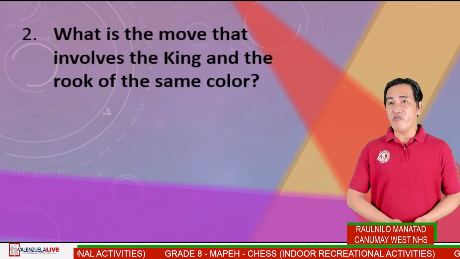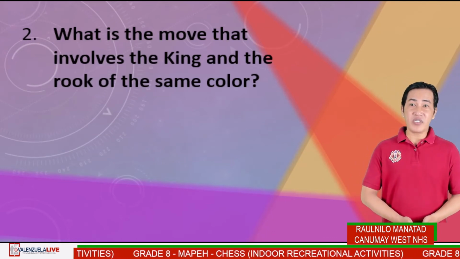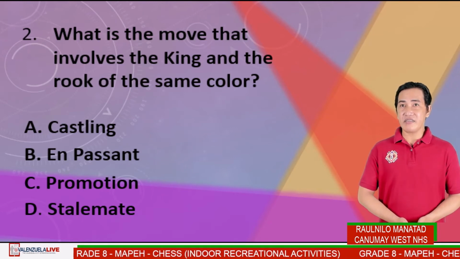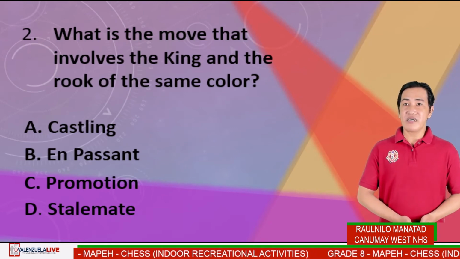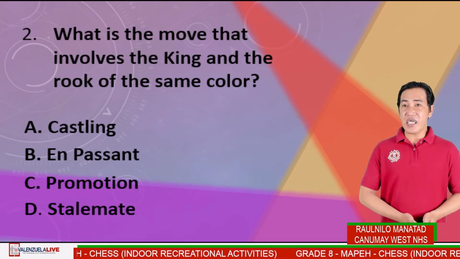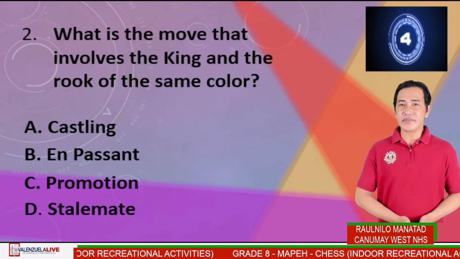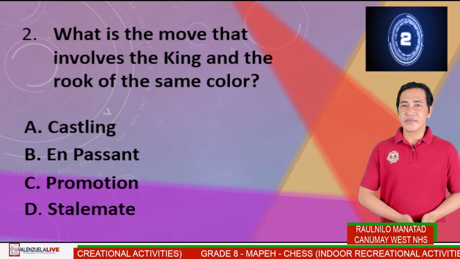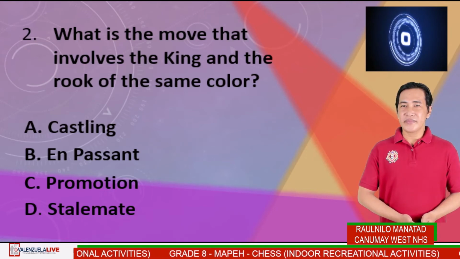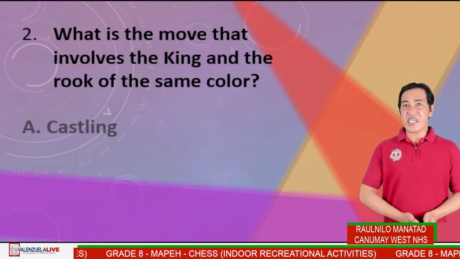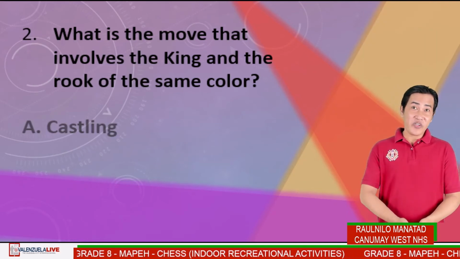What is the move that involves the king and the rook of the same color? A. Castling. B. En passant. C. Promotion. D. Stalemate. Yes, it's A. Castling. Aren't you proud of yourself?